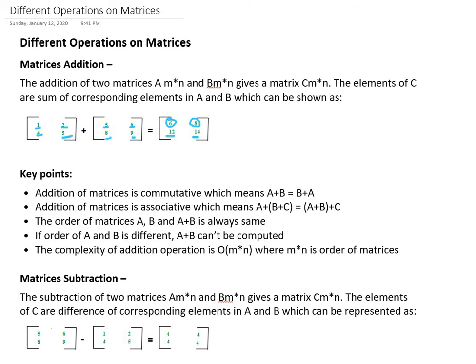So basically the addition of two matrices A m cross n and B m cross n gives us a matrix C m cross n. The requirement for addition here is that both the matrices should be of the same order, right? We can add a 2 by 2 matrix with only a 2 by 2 matrix, and similarly a 3 by 3 matrix with only a 3 by 3 matrix. They should be of the same order. The elements of C are the sum of corresponding elements in A and B, like we have shown here. So this is all about matrix addition.